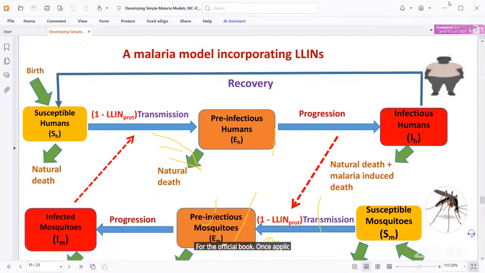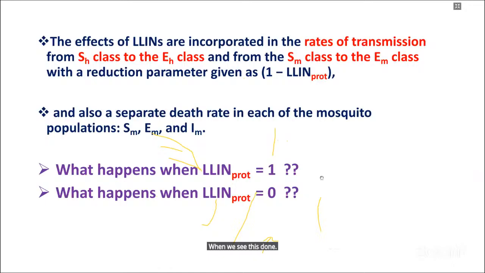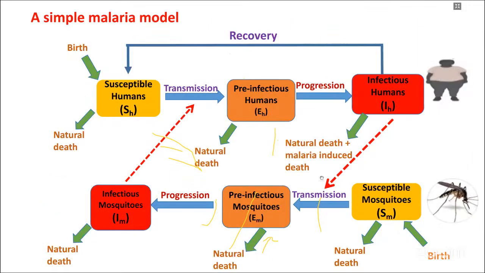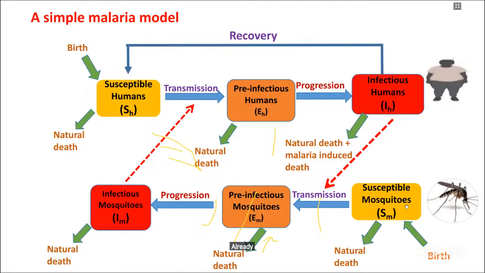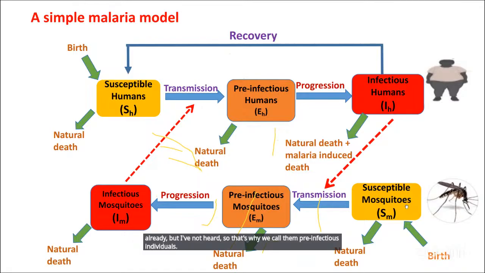But once I'm making the distinction, so Media, can I get the model? Once you are making the distinction or you are adding the exposed class, yes, thank you. So now, look at this. Okay, here it was corrected. We have infectious mosquitoes, while these are pre-infectious. So these guys here, they are infected, but they are not infectious. The people here, they are infected already, but they are not yet infectious. So that's why we call them pre-infectious individuals. But here, they have now progressed into the stage where they are infectious.